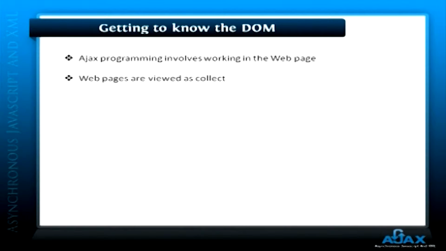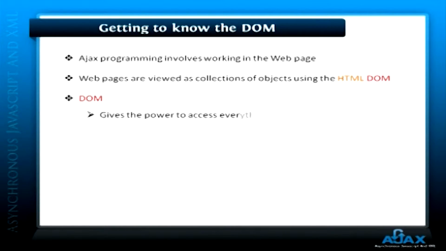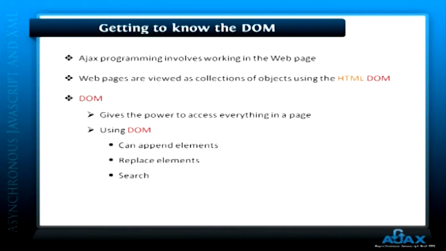Getting to know the DOM, or DOM. We all know that a huge part of Ajax programming involves working in the web page, and web pages are viewed as collections of objects using the HTML DOM. This DOM is the one which gives the power to access everything in a page. Say, for instance, using DOM, we can append elements to what's already there, replace elements, search for and find elements, and so on. So it plays a major role in Ajax. Let's discuss more about it.